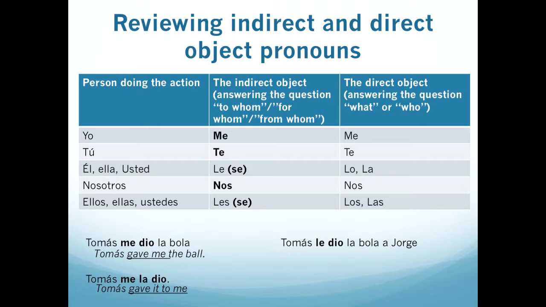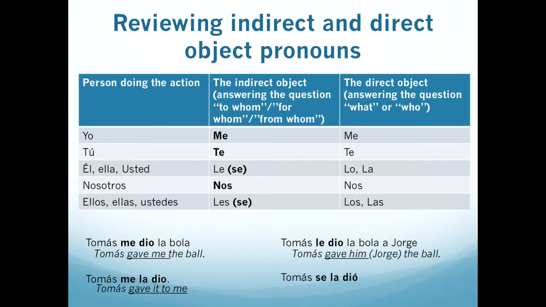Tomás le dio la bola a Jorge. So Thomas gave him, Jorge, the ball. And we can put a Jorge because le can refer to a boy or a girl, and we want to be specific because it's pretty nebulous as far as what it refers to. So Tomás le, meaning a Jorge, dio la bola. He's receiving the ball, since it's the indirect object pronoun.